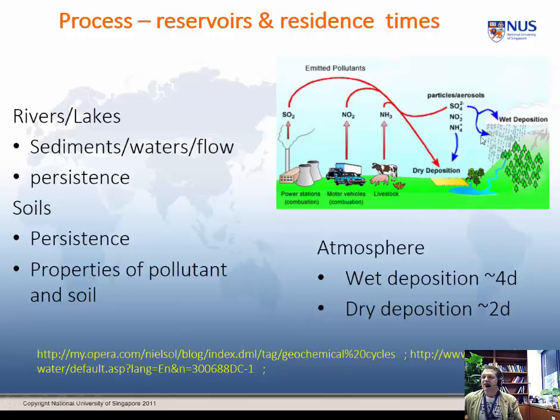For your reference, if something comes down in rain, it's normally called wet deposition, and the residence time in the atmosphere with respect to wet deposition is about 4 days. Dry deposition is a gas phase process where gases deposit directly onto maybe crops or vegetation. Usually it's one of those two. Typically that has a residence time of about 2 days.